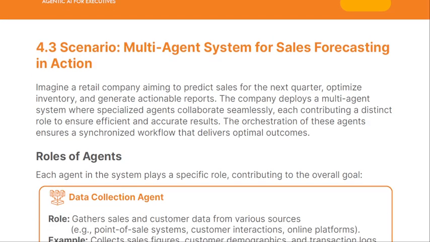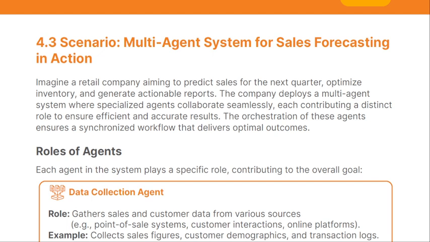So, scenario: a multi-agent system for sales forecasting in Excel. Imagine a retail company aiming to predict sales. Whenever we have good sales in any company, sales is very important, by which we can get the money and make profit. For the next quarter, optimize inventory and generate actionable reports.